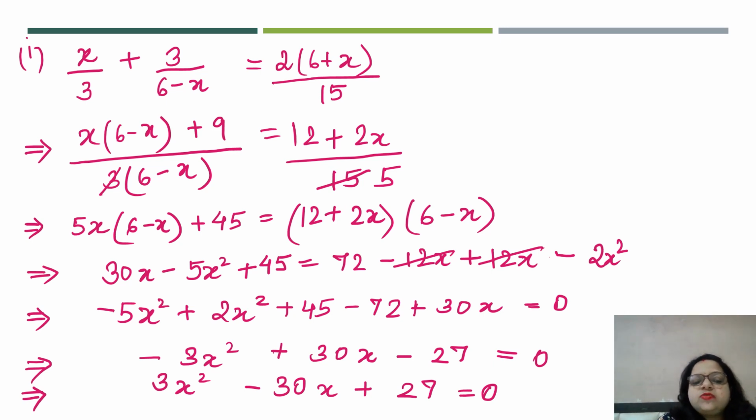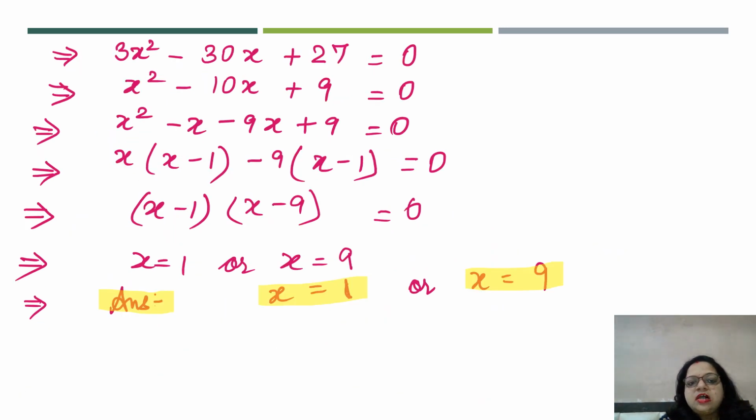So multiplying by minus 1 on the left hand side will give you 3x square minus 30x plus 27 is equal to 0. Now children, you can see that 3x square minus 30x plus 27 is equal to 0. Therefore, we can divide the whole equation by 3. x square minus 10x plus 9 is equal to 0. So how will you get 9 as the product and minus 10 as the addition?